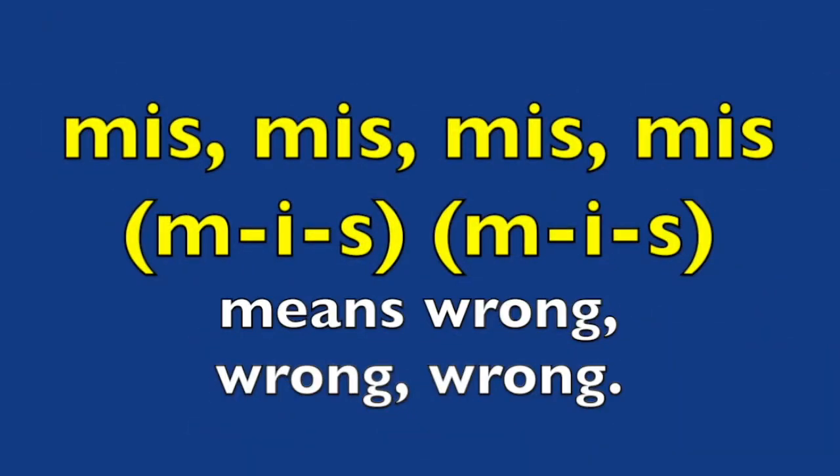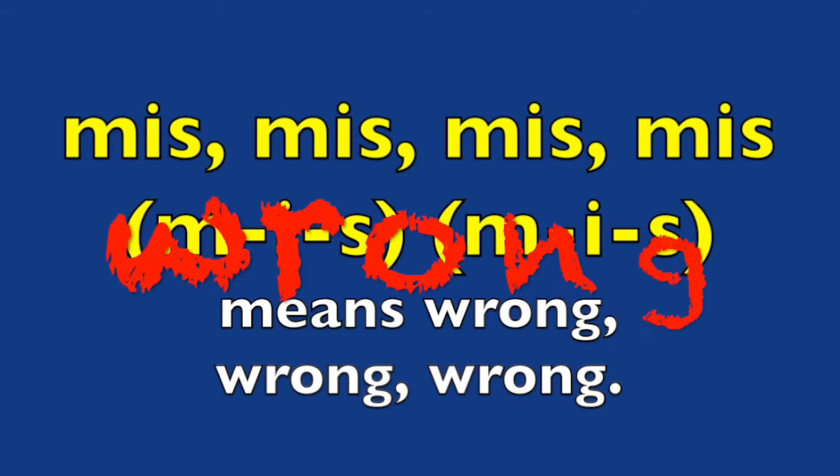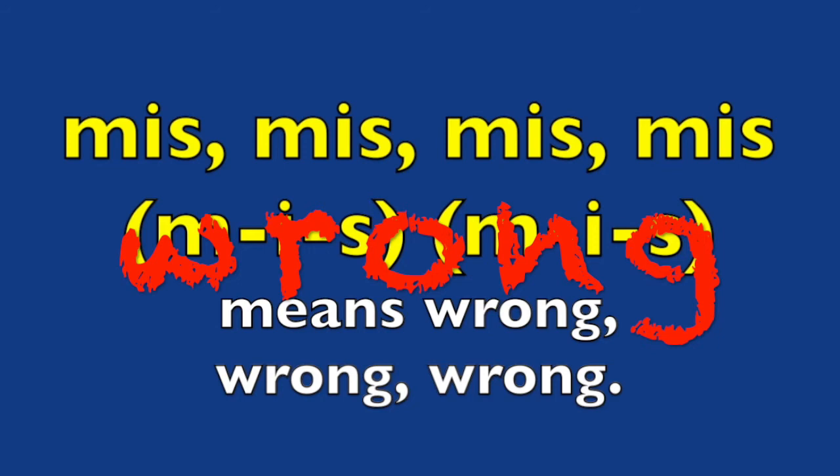The last prefix is miss. Say it with me 4 times. Miss, miss, miss, miss. And how do you spell miss? M-I-S. Again, M-I-S. And what does the prefix miss mean, boys and girls? Wrong. Again, wrong. Miss means what? Wrong. Say it one more time. Wrong.